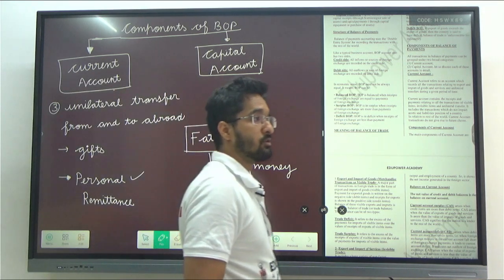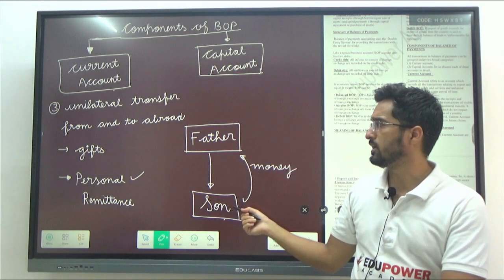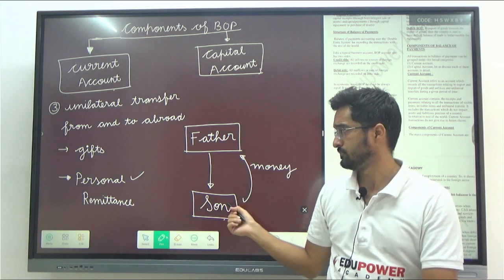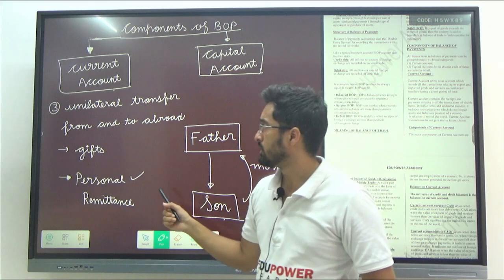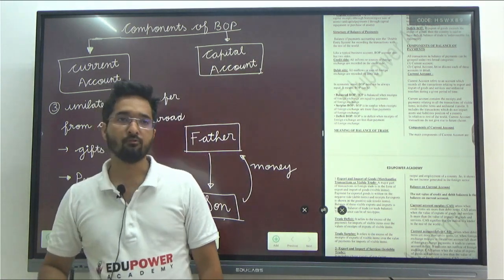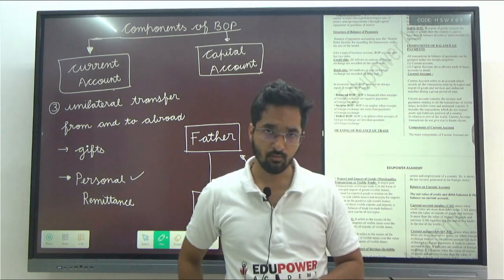Okay, and it's a unilateral transfer because in return the father is not providing any goods or service to the son. It's just a unilateral transfer. Hence this will come under unilateral transfer. And can you tell me which side of the BOP it will be recorded? It will be recorded on the credit side or the debit side?